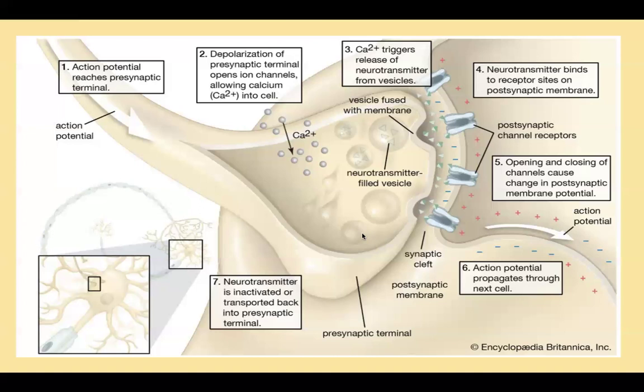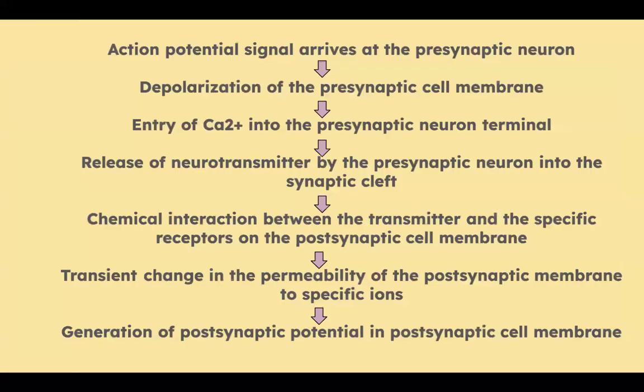In other cases, enzymes break down the neurotransmitter within the synaptic cleft. Then the component parts of the neurotransmitter can be sent back into the presynaptic neuron to make more neurotransmitter. This is a flowchart which sums up the concept of neurotransmission.